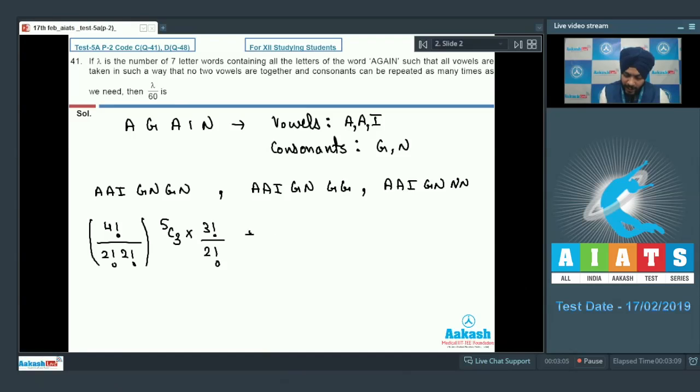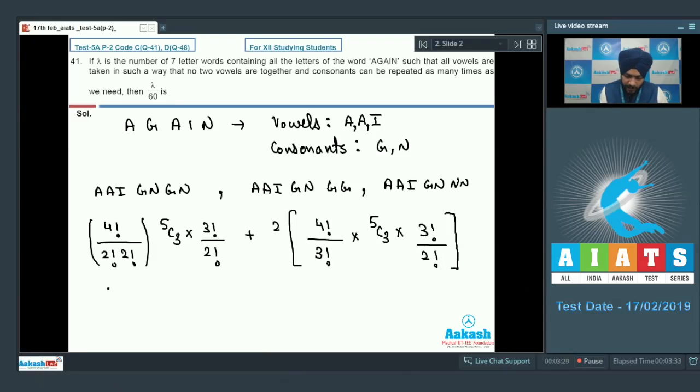We can obviously see that for the second case and third case, the number of ways will be the same. So let us multiply by 2 into the number of ways of this case, that is 4 factorial upon 3 factorial. In the first case, 3 G's are alike. In the second case, 3 N's are alike. Multiplied by again 5C3 into 3 factorial by 2 factorial.